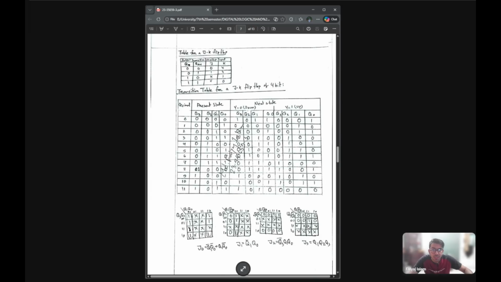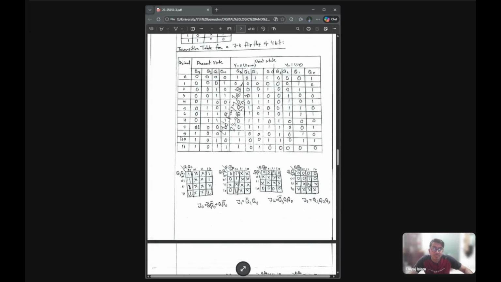To implement the counting mechanism, I designed a synchronous counter using JK flip-flops. On this slide, we can see the state transition table. I mapped the decimal states from 0 to 11 and determined the necessary next state logic for both counting up and counting down.